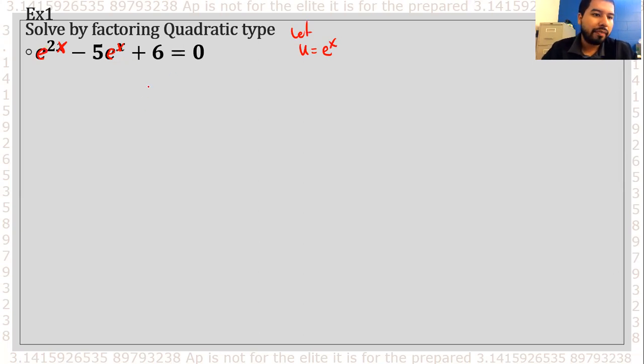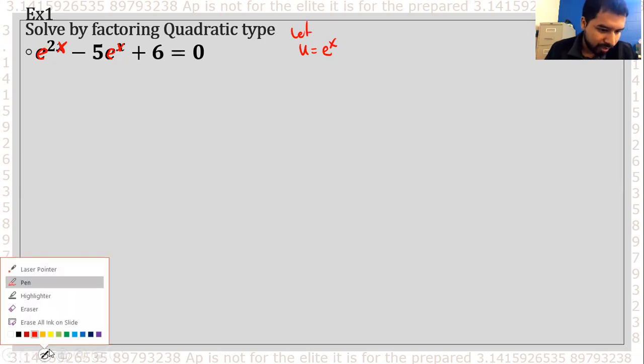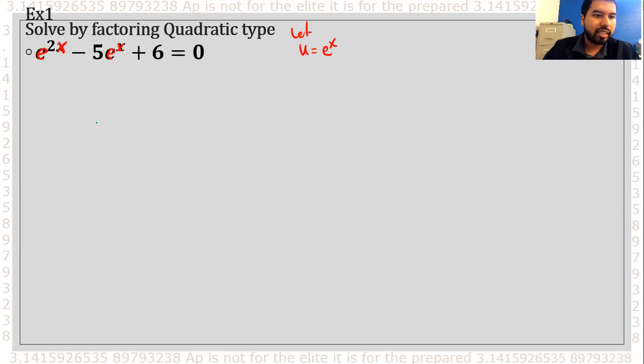Now, if I have e to the x, which we can see here in the equation, we can substitute this in here. Every time you see an e to the x, you're going to rewrite it with a u. So now this is going to be u to the second minus 5u plus 6 is all equal to 0. Notice how that was a little bit easier to look at.